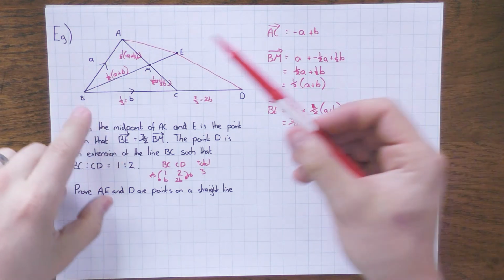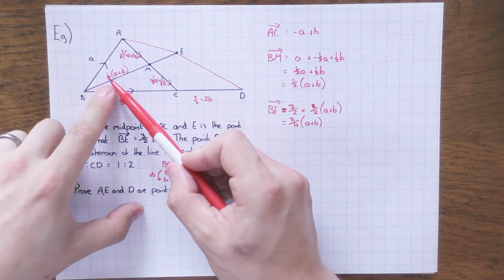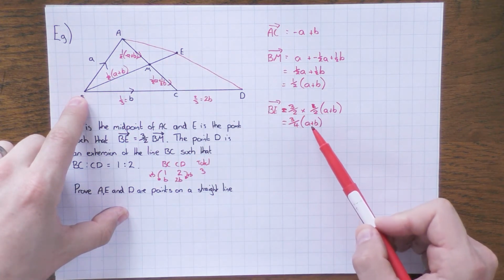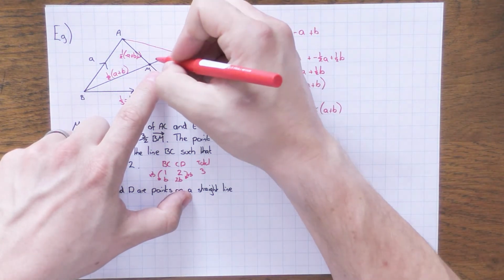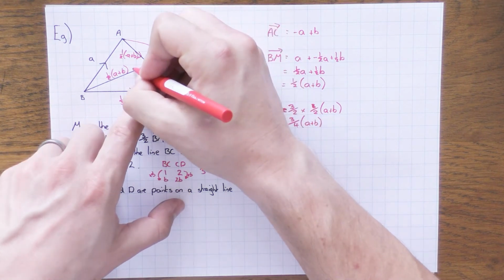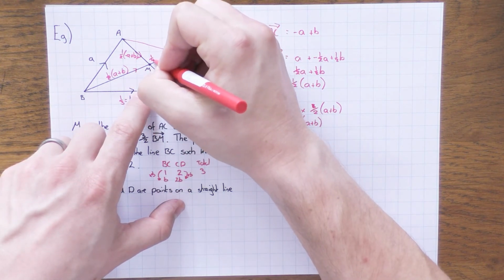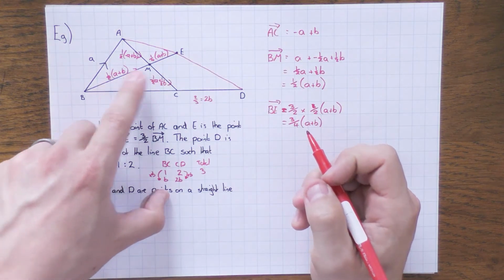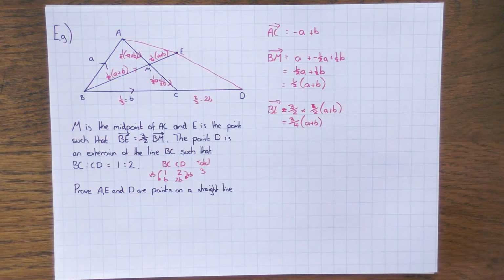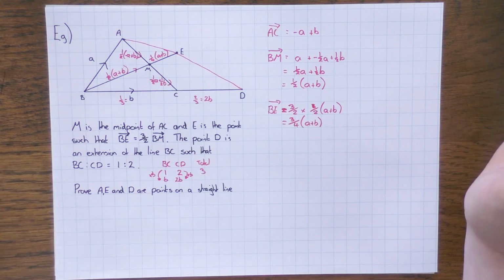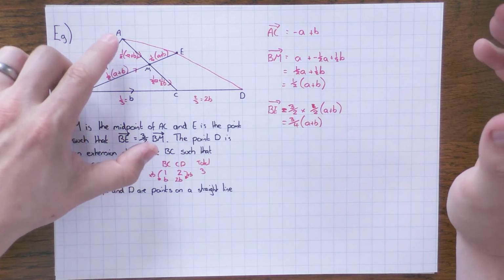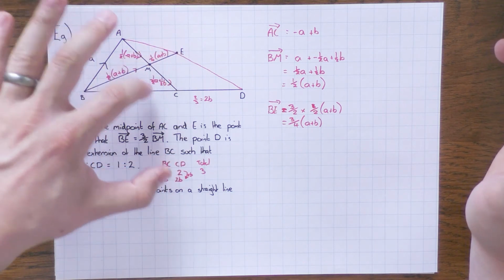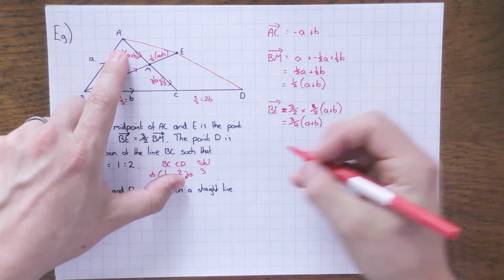Why does that help us? Well, if this is half AB and the whole thing is 3/4 AB, it means that M to E must be a quarter A plus B, because a half plus a quarter gives me 3/4. So I think I'm in business now, because I can work out A to E, and I've got everything I need to do to work out E to D. Yeah, so let's do that.